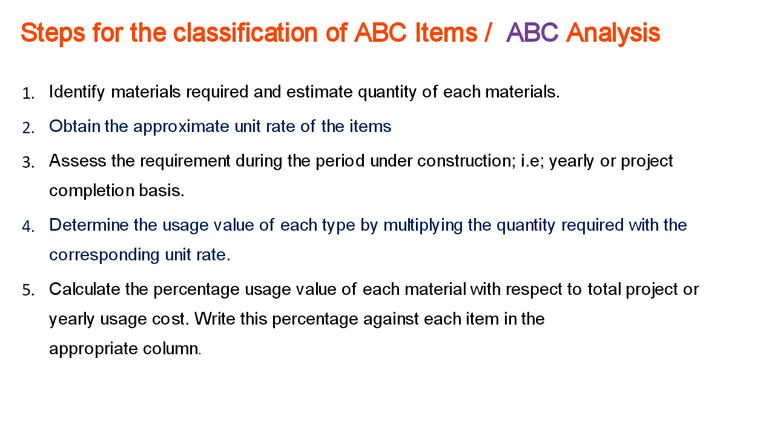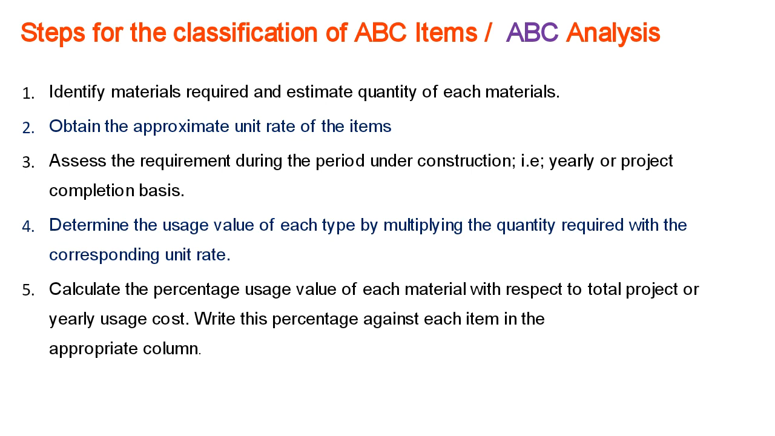If it is a very short project, then we'll go for the whole project, whereas if it is a very long project, then we'll take it on annual basis, and then determine the usage value of each type by multiplying the quantity required with the corresponding unit rate. So when you multiply the quantity with the rate, you will get the total amount for each of the materials, and calculate the percentage usage value of each material with respect to the total project. So again, I'm saying the total project means it is not covering the cost of labor and other things.